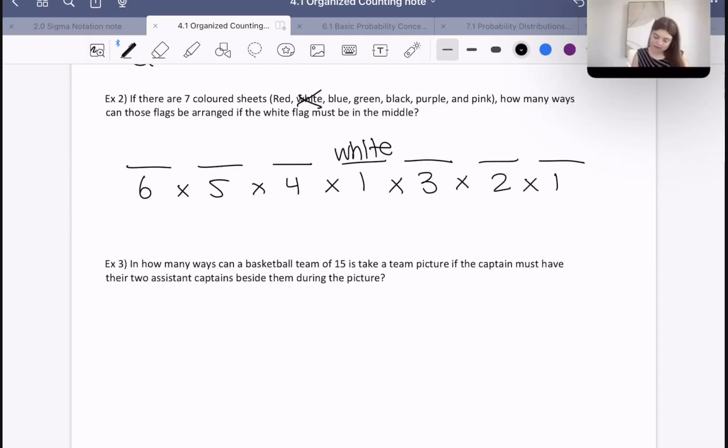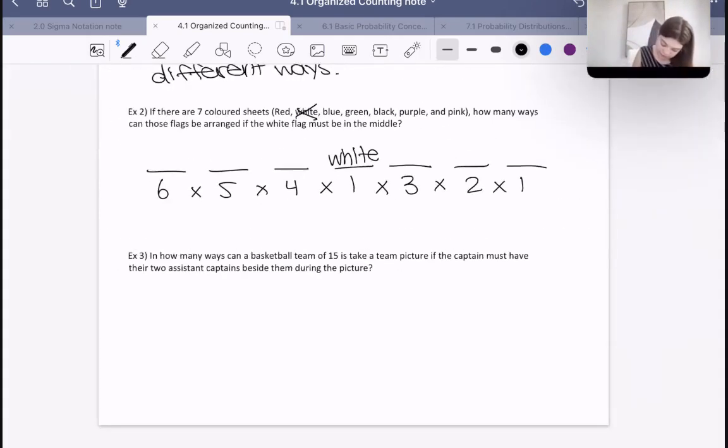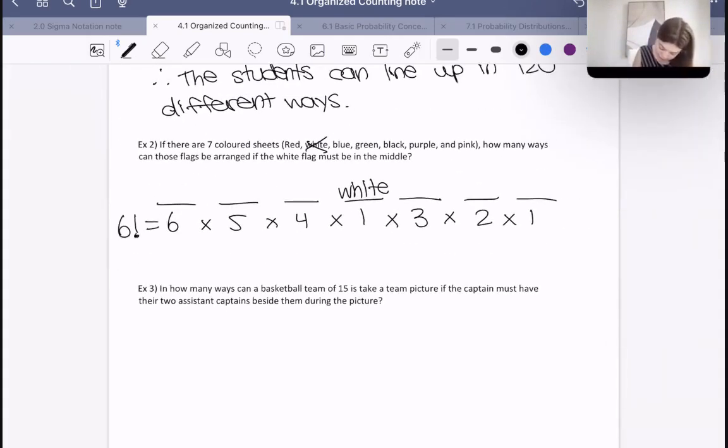So this is 6 factorial, right? If we look at this closer, this is 6 factorial, because the times 1 right here that's in the middle doesn't actually do anything. This is just 6 factorial, and that's all. Now, what is 6 factorial? What is 6 times 5 times 4 times 3 times 2 times 1? It is going to be 720. So therefore, there are 720 ways.